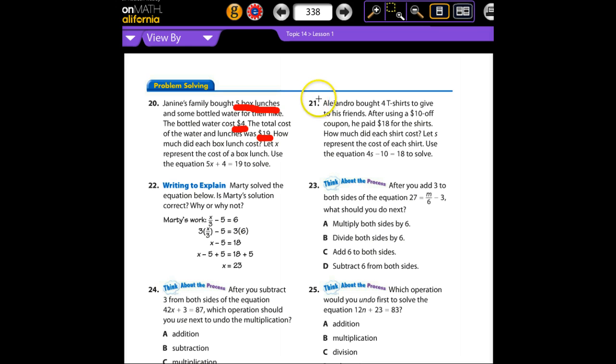It's the same thing for 21. Please do 20 and 21. At least try it. There is nothing wrong with trying it. You only lose if you try nothing.